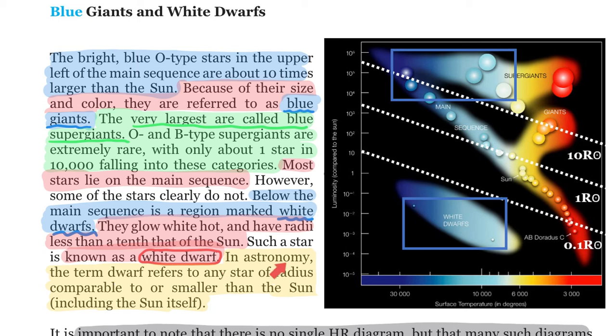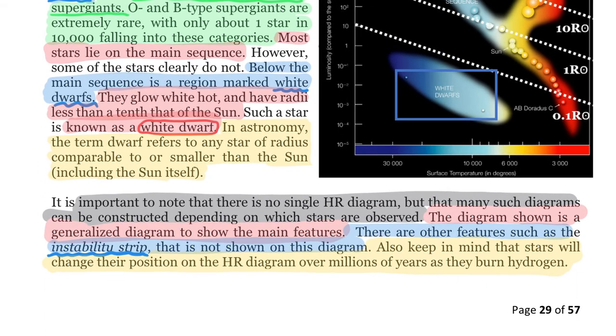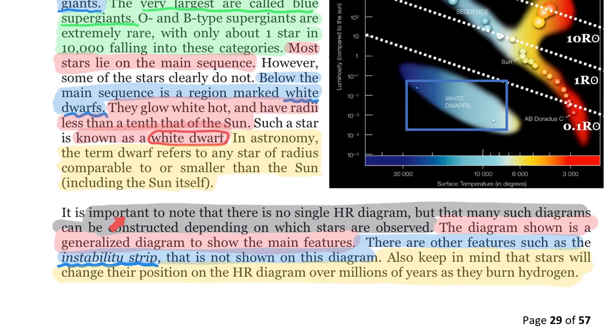Now, in astronomy, the term dwarf refers to any star of radius comparable to or smaller than the sun, because the sun itself is also a dwarf, a yellow dwarf. Now, something else important to note, there's no single HR diagram, but many such diagrams, and they can be constructed depending upon which stars are observed. So this is just a generalized diagram to show the main features. But there are also other features such as the instability strip, and obviously, like the periodic table, the deeper you go into astrophysics and cosmology, the more you can see out of a tool like this.